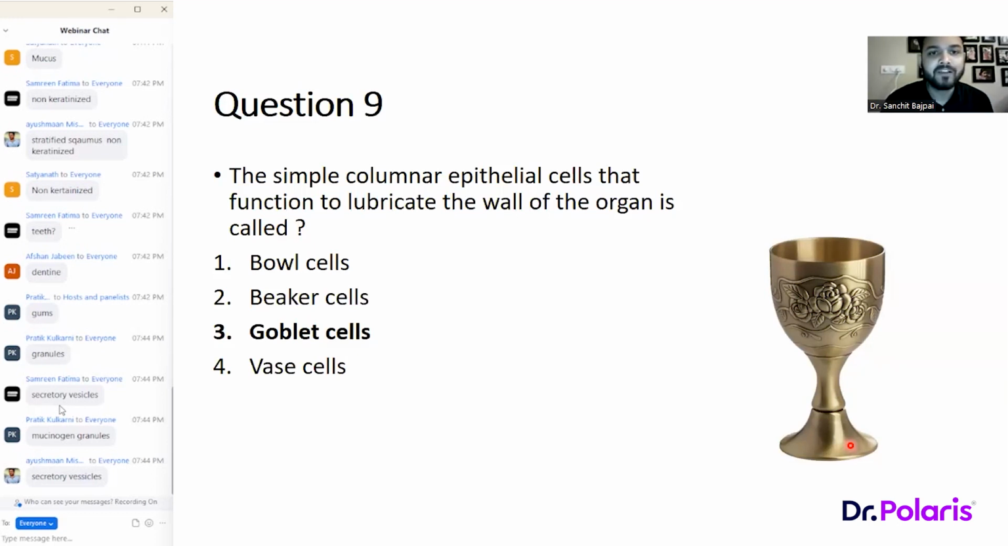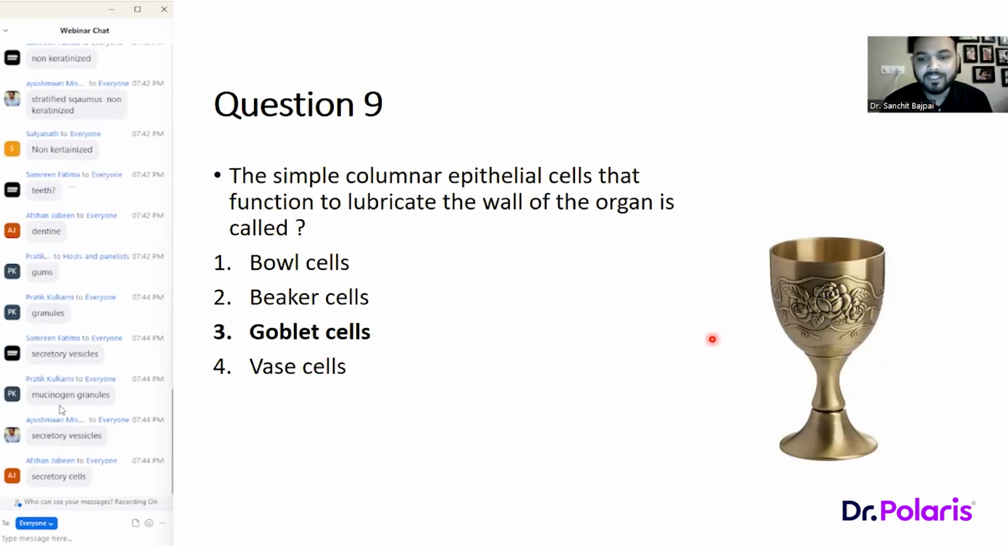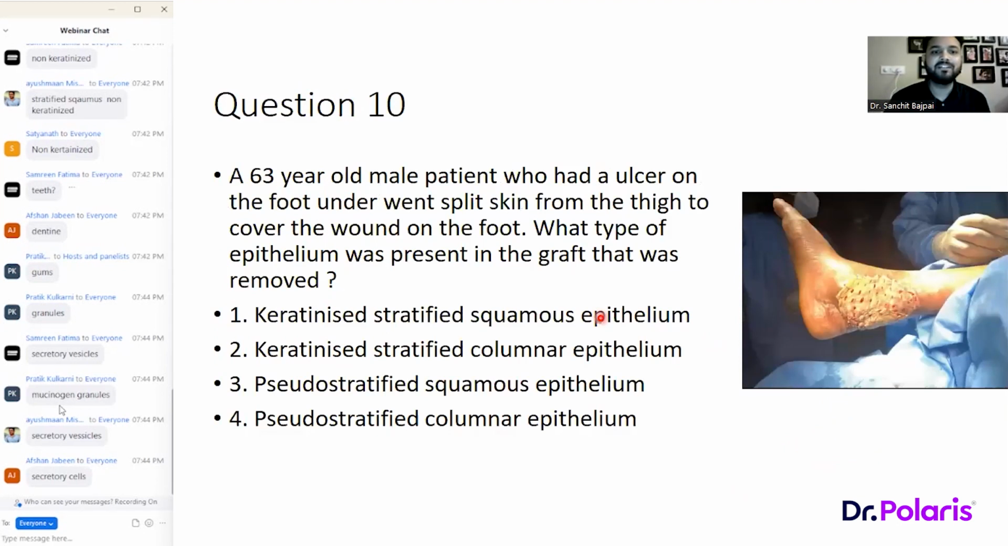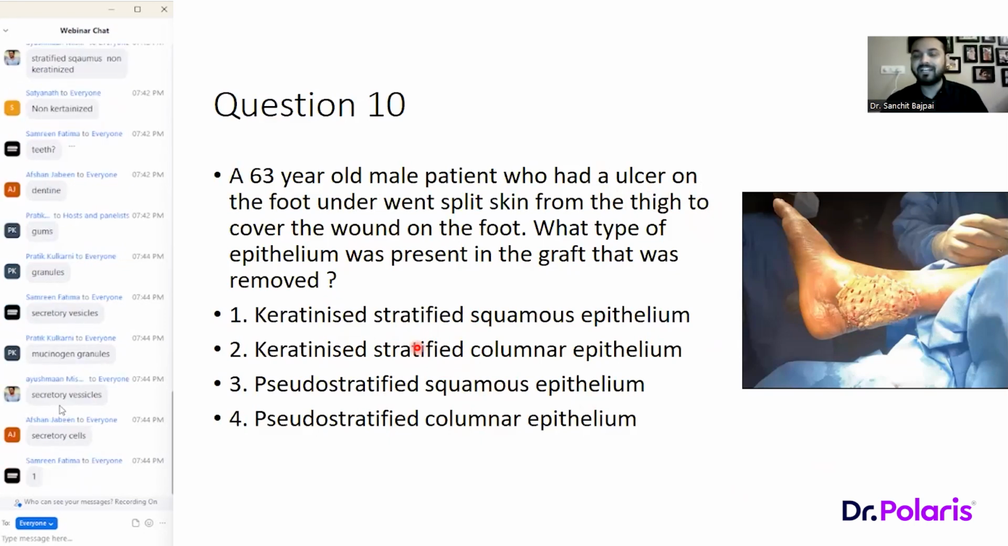Okay, fine. Right. So now comes my last question. So now see this, ignite your thinking. A 63-year-old male who had an ulcer of the foot underwent split skin grafting from the thigh to cover the wound of the foot. What type of epithelium was present in the graft that was removed? So what type of epithelium do you think, if we have taken a skin graft of the thigh and put it there, right?